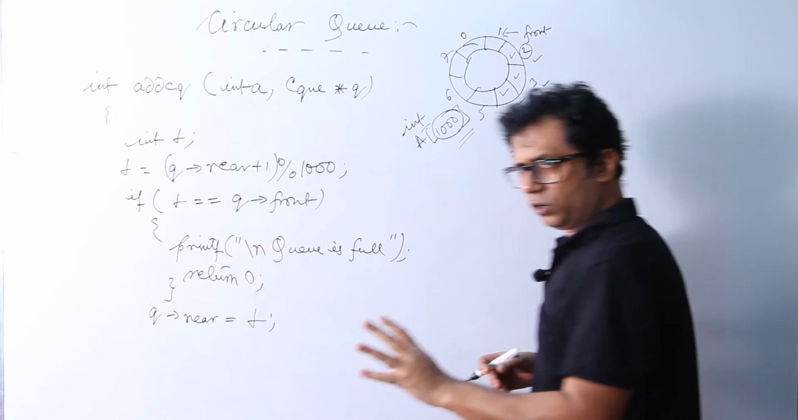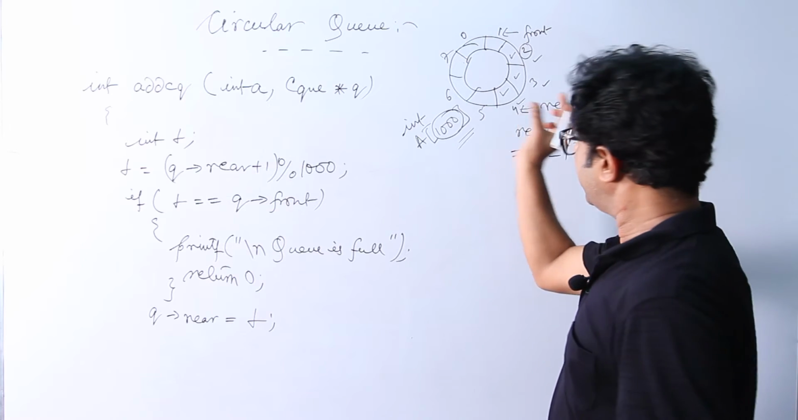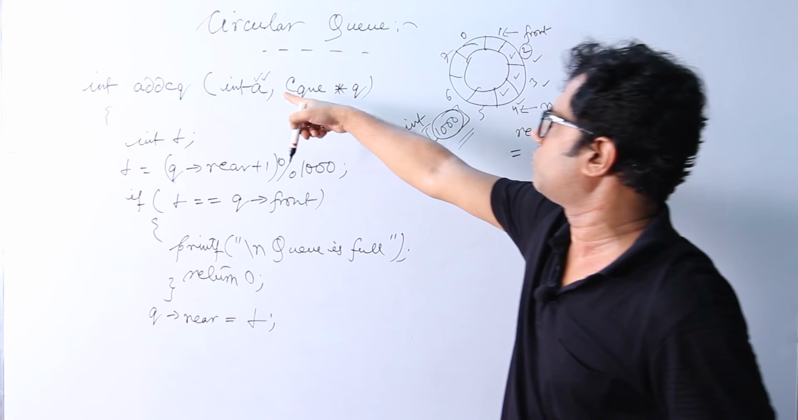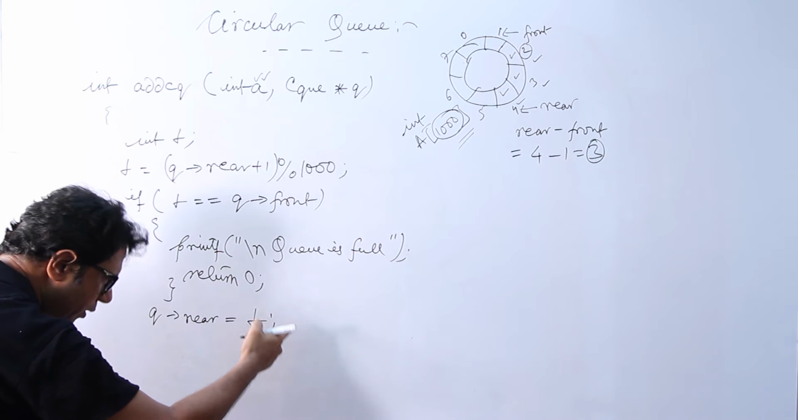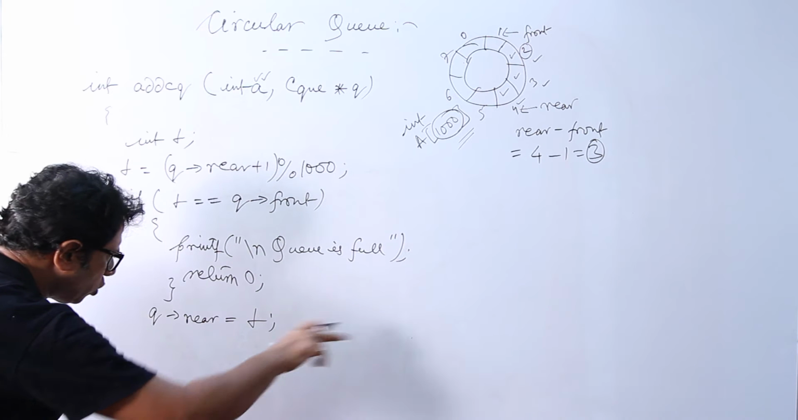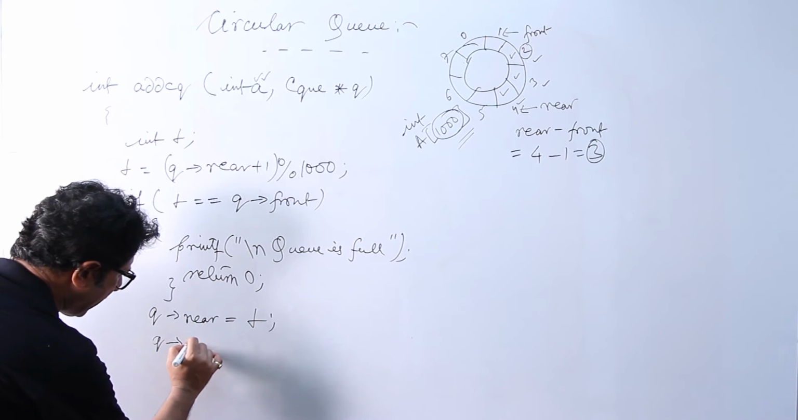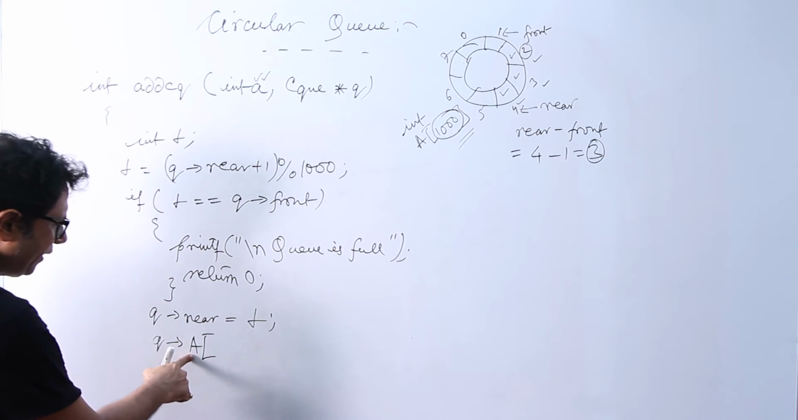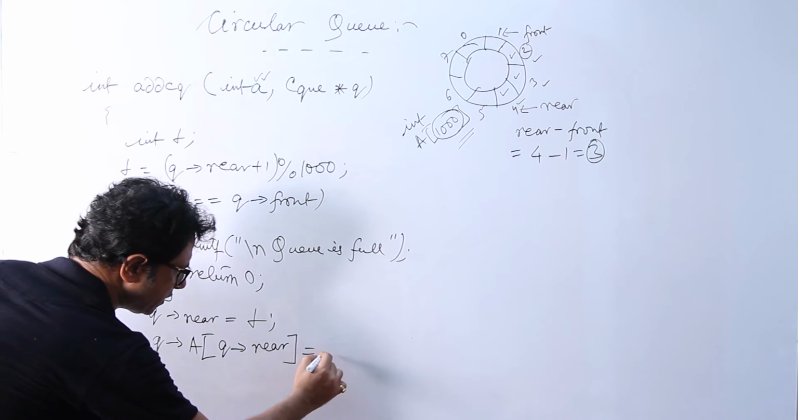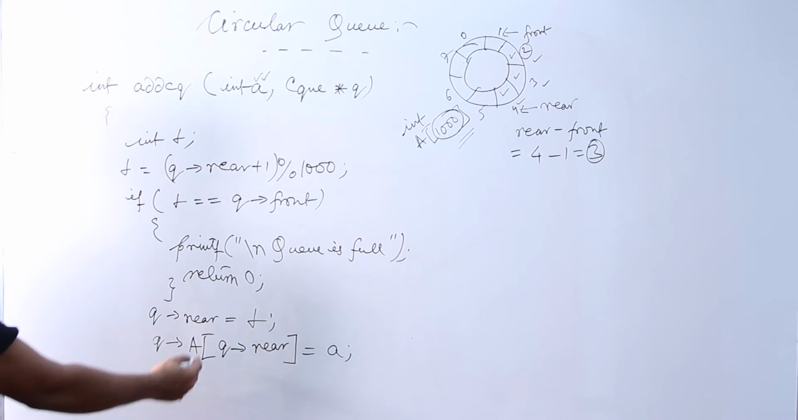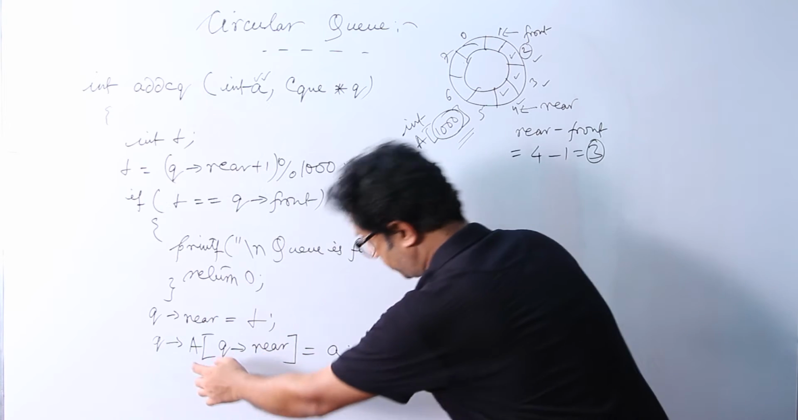If the q is not full, in that case we are going to insert the element, that is, int a, which we have taken in the formal argument, into the q rear position created by incrementing the q rear position by unity modulo 1000. So, I will write like this: q arrow a, that is the name of the array, q rear is equal to a. So, this is the operation of addition of an element at the rear end of the q.